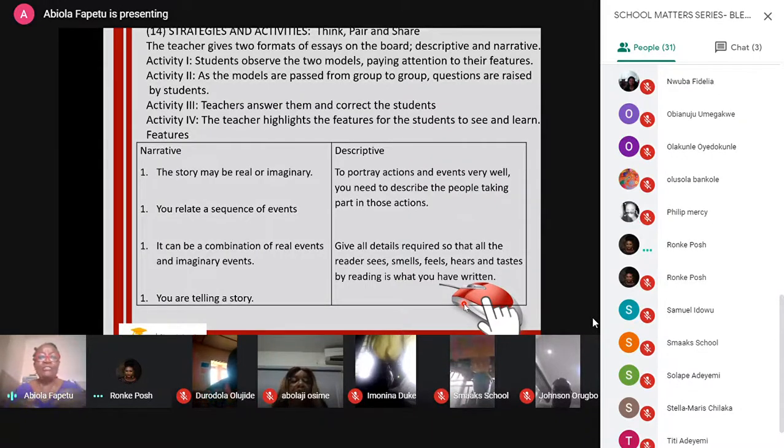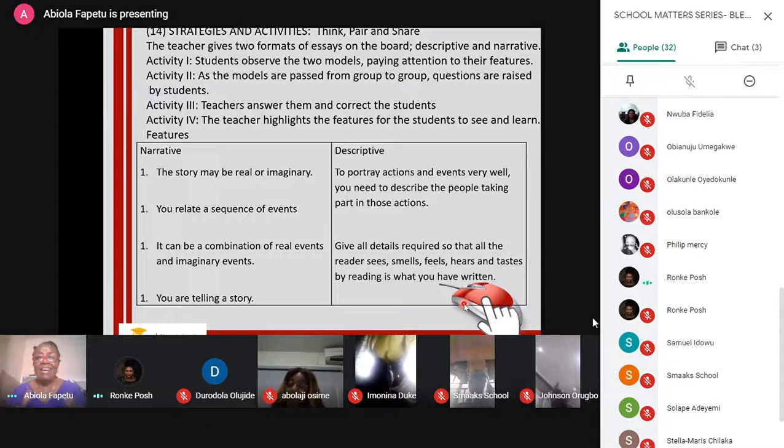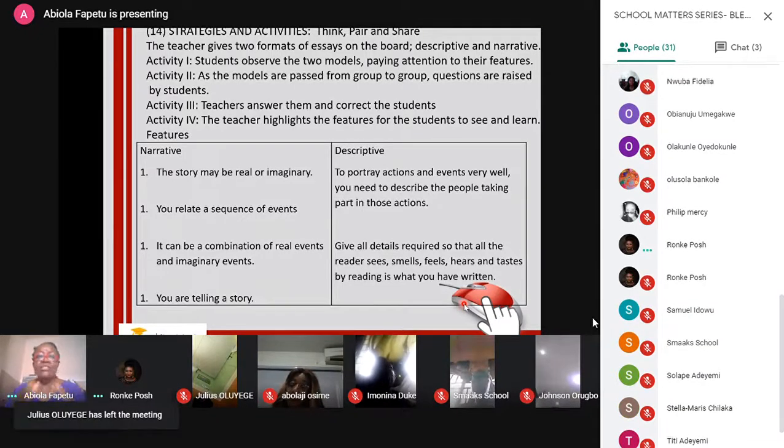The teacher gives two formats of essay on the board, descriptive and narrative. Activity 1, maybe students observe the next two models. We all, about this topic.